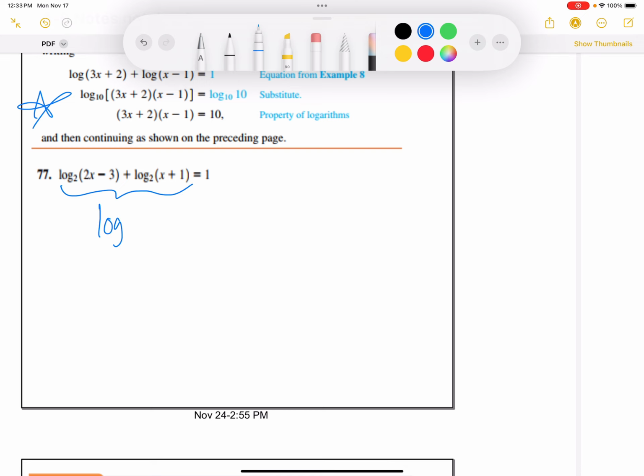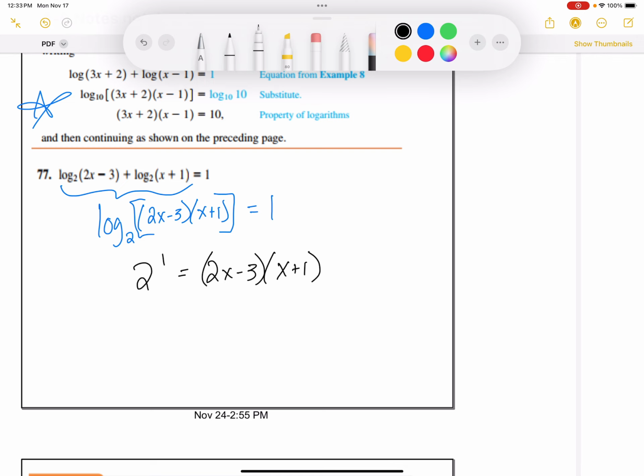All right, we can write this as log base 2 of (2x minus 3) times (x plus 1), all inside the log, equals 1, which means that we can switch it and say that's 2 to the first power equals (2x minus 3) times (x plus 1). This right here is 2x squared, then minus 3x plus 2x, which gives you minus x, and then minus 3 times 2 is minus 6... then we get 2x squared minus x minus 5 equals 0.